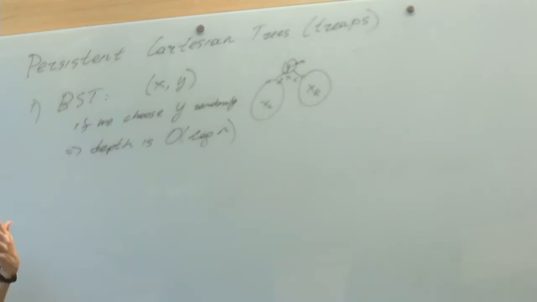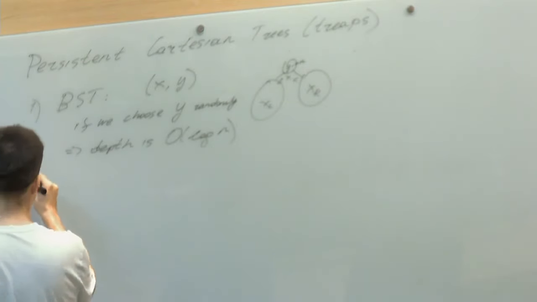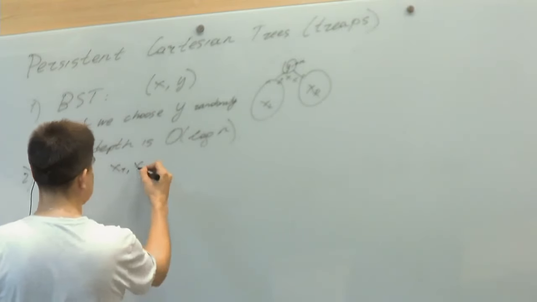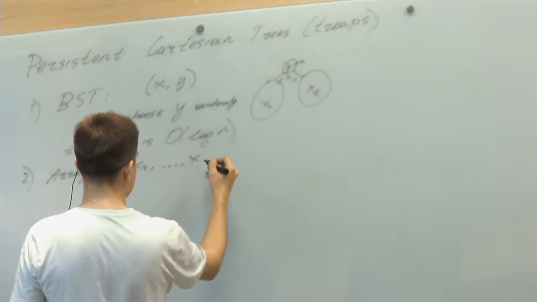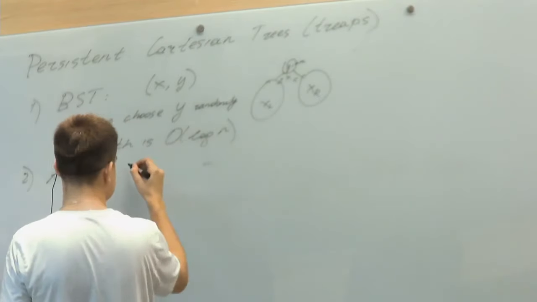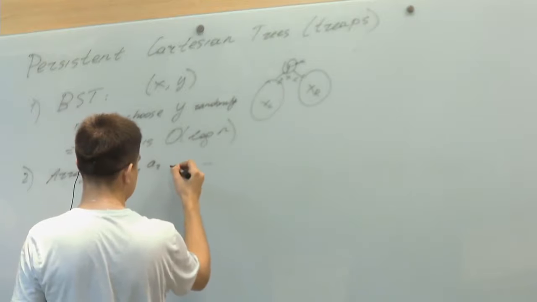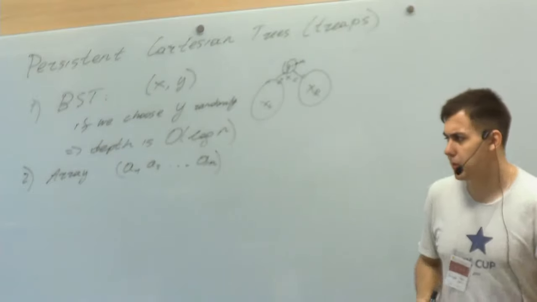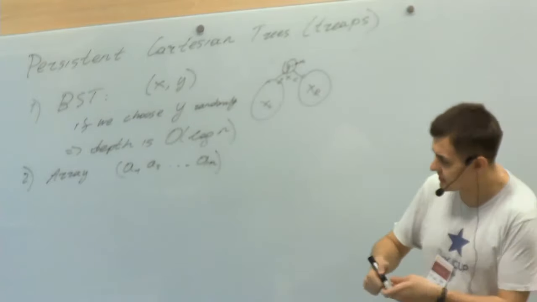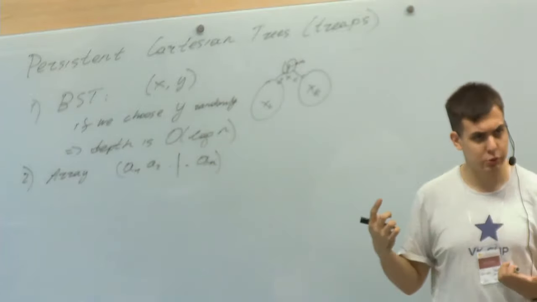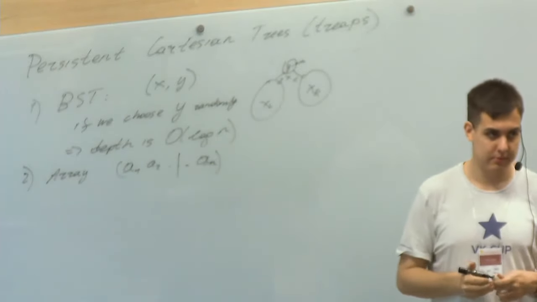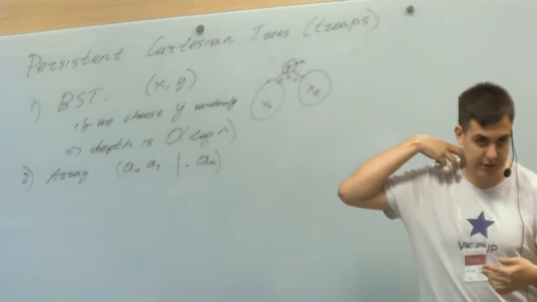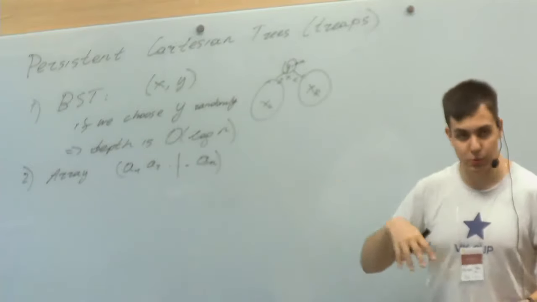Or this can be a way to store a sequence. So suppose we have an array a1, a2, ..., an, any sequence. And we can make the following operations. We can split the sequence anywhere. We can merge two different sequences into one. We can, for example, reverse a sequence, and so on. So different types of operations with sequences.